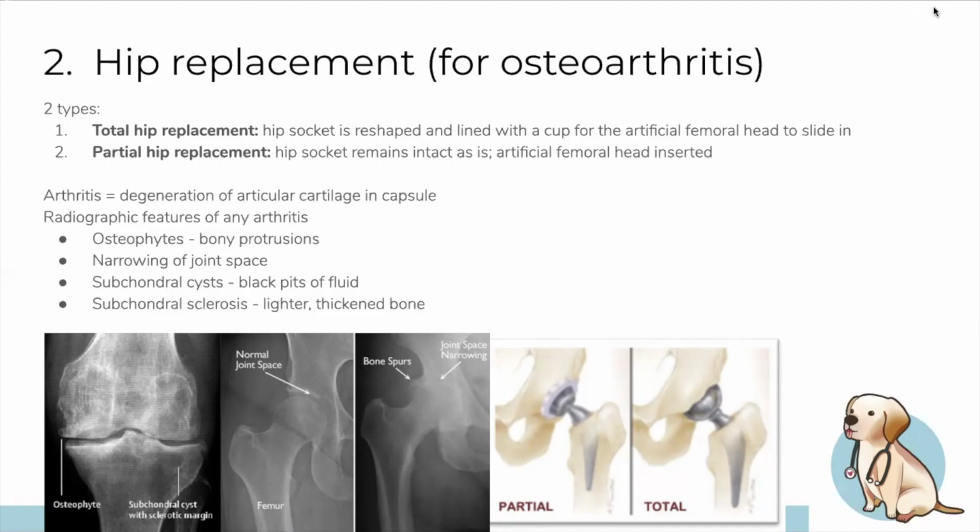So for osteoarthritis, if patients can't control it at home with medication anymore and the pain is just too bad, we do a hip replacement. There's 2 types of hip replacement. Basically, you either get rid of both the acetabulum and the femoral head, or you just get rid of the femoral head. In the partial hip replacement, the socket just remains as it is, whereas in a total hip replacement, we get rid of the socket, and then we put a little capsule for the new metal head to rotate in.